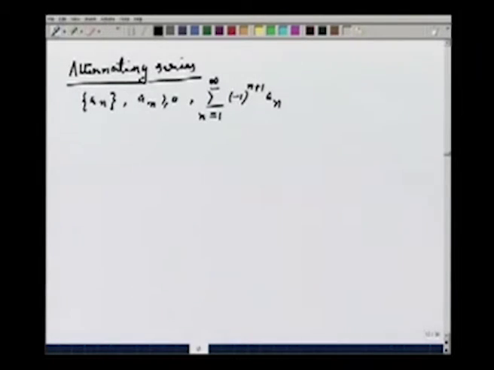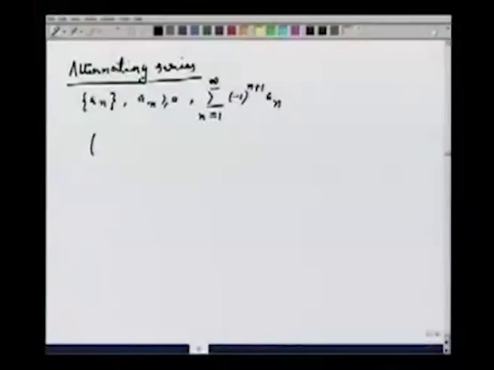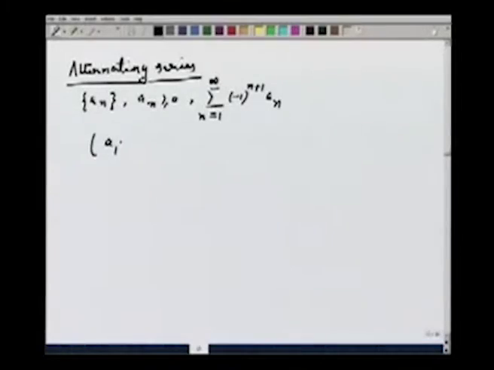Okay. Notice then what is the first term of this infinite series? That means when n equals 1, this is a1. So the series looks like the first term is a1, then I take n equal to 2, that means minus 1 to the power 3 times a2, but minus 1 to the power 3 is minus 1, so it is minus a2, then comes plus a3 minus a4 plus a5 and so on.